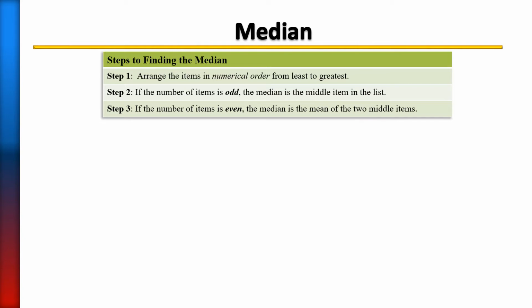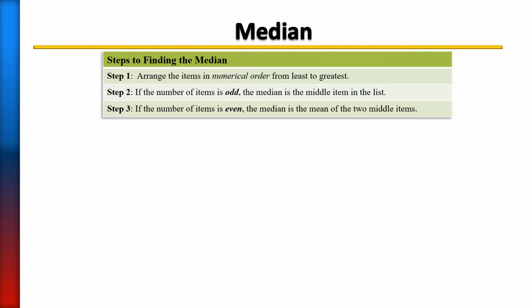Now, if you count your numbers and you have an even number of numbers, it's going to be the 2 middle numbers that you have to find the average of. And recall, to find the average, you add all your numbers and divide by the number of numbers. So if you have 2 numbers, you add the 2 and divide by 2, and that will be your median. Okay? Let's do an example and it'll make more sense.